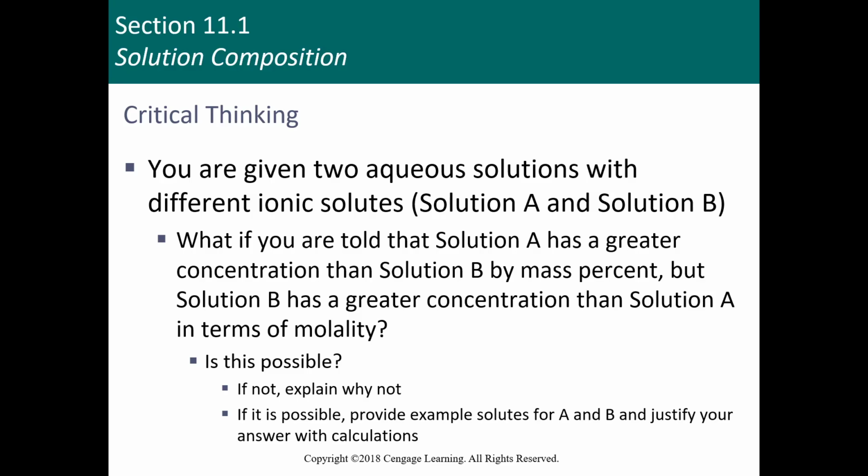So critical thinking, you're given two aqueous solutions with different ionic solutes. So we have solution A, we have solution B. What if you're told that solution A has a greater concentration than solution B by mass percent? But solution B has a greater concentration than solution A in terms of molality. Is this possible? If not, explain why. If it is possible, provide example solutes for A and B and justify your answers with calculations.